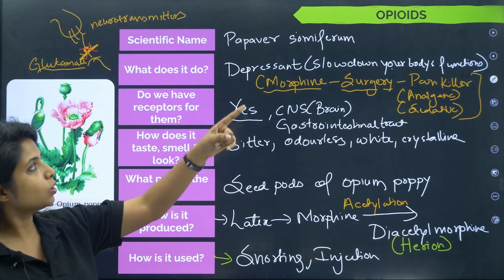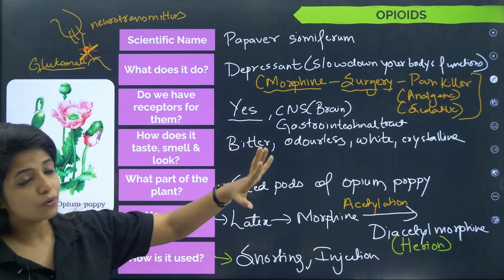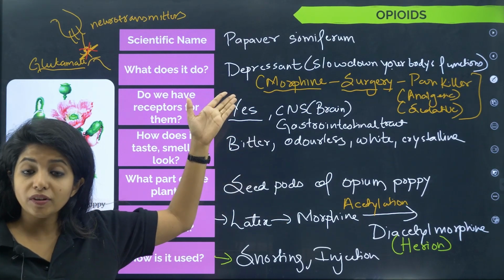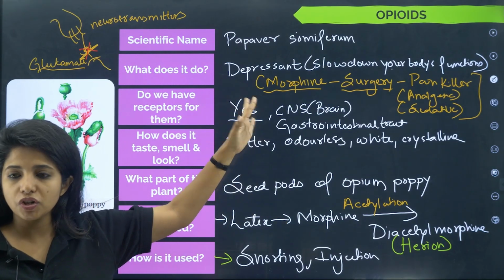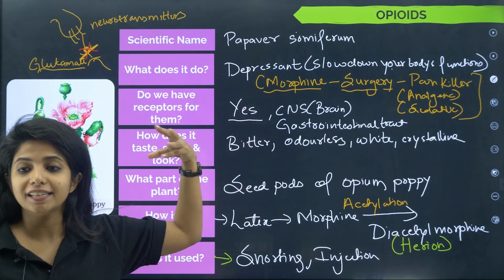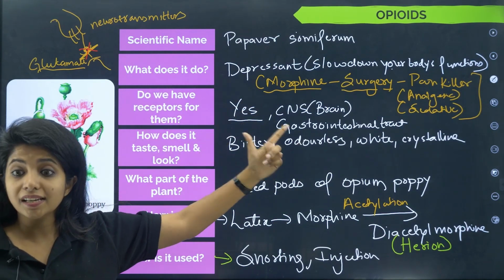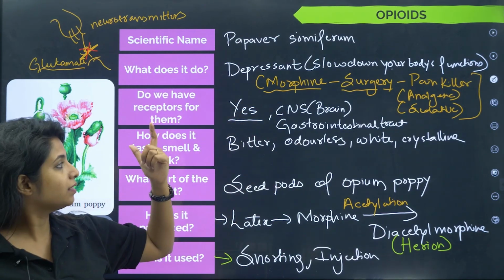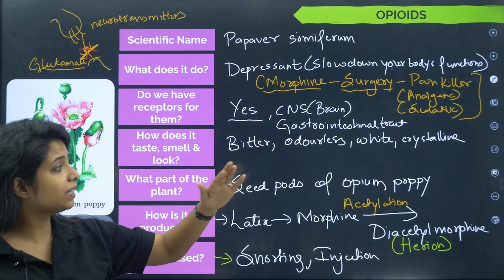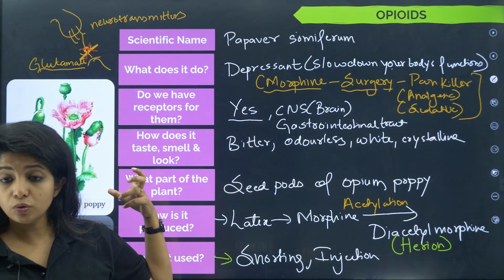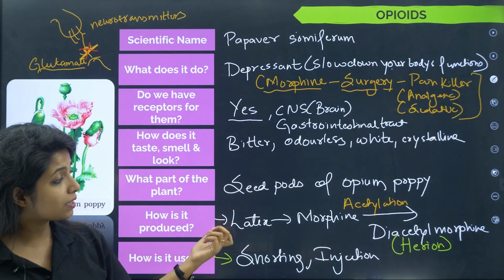Okay, Papaver somniferum, it acts as a depressant, slows down the body functions. Example is morphine itself, which is used in hospitals for surgery. It's a painkiller, analgesic, sedative, anything you can remember. Okay, now yes, receptors are there in the CNS and gastrointestinal tract. Okay, and then bitter, odorless, white, crystalline. Seed pods are the ones that are used. Okay, latex is used. From this latex you get morphine.